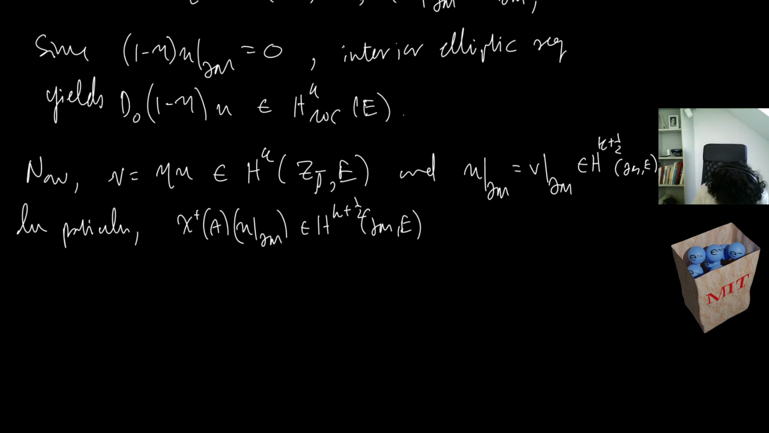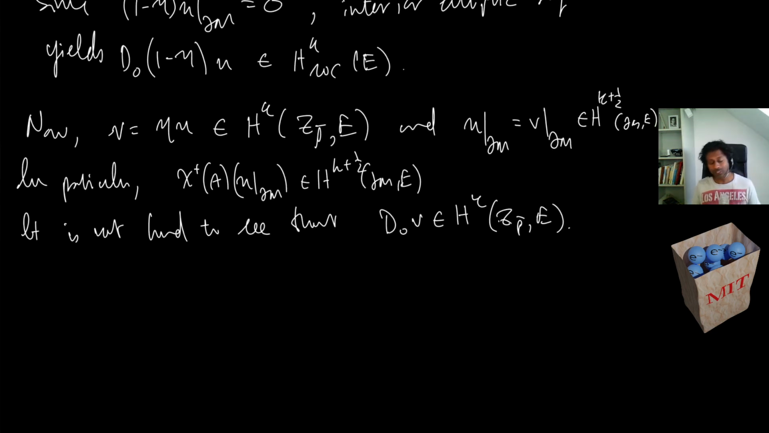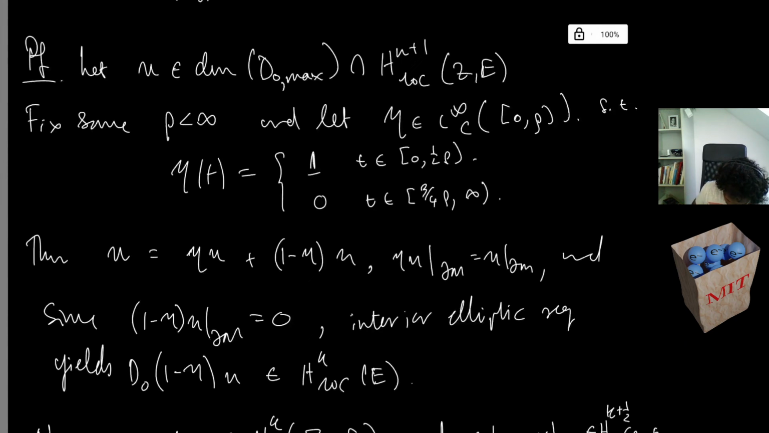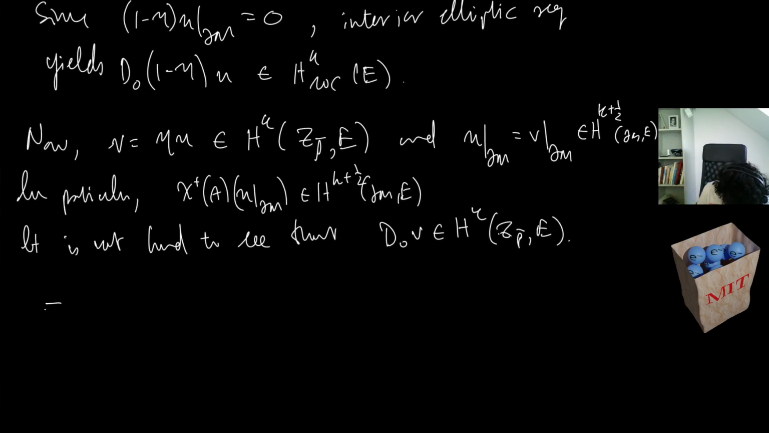And so it is not hard to see that D_0(v) is in H^k(Z_ρ, E). So that's one direction. That's actually the easy direction. Now let's prove the converse. So this proves this direction, so now let's prove the converse direction.